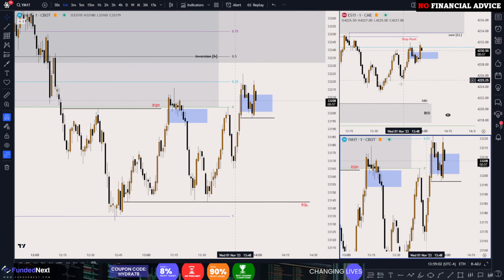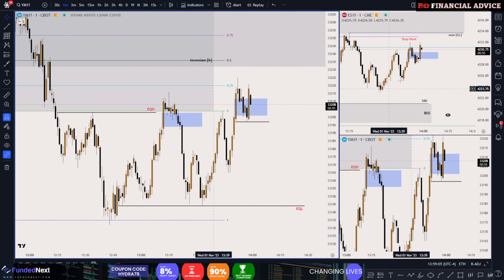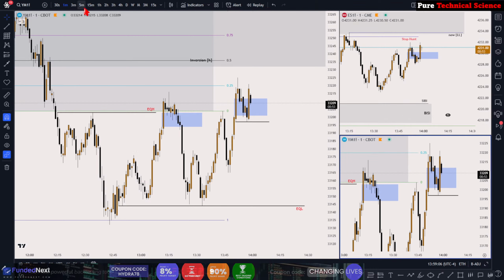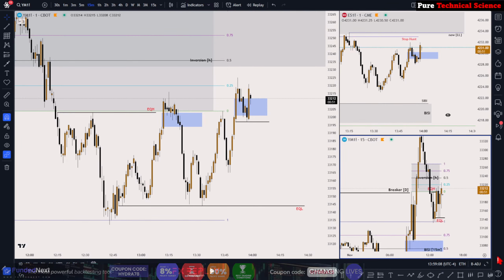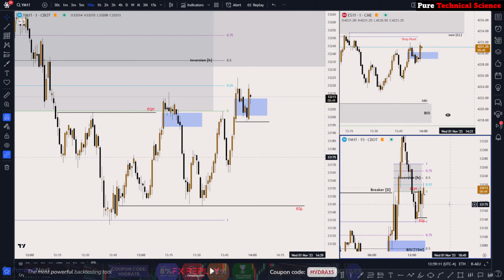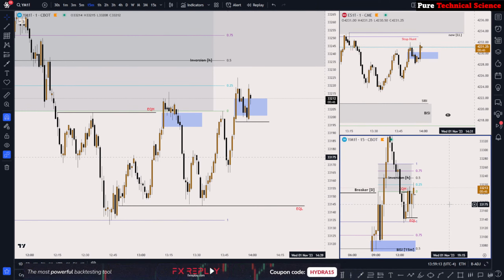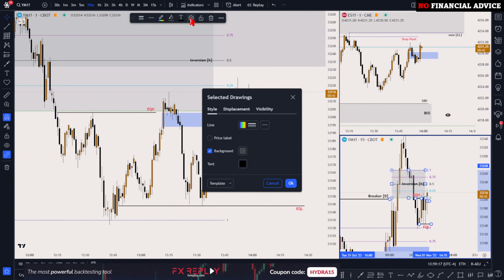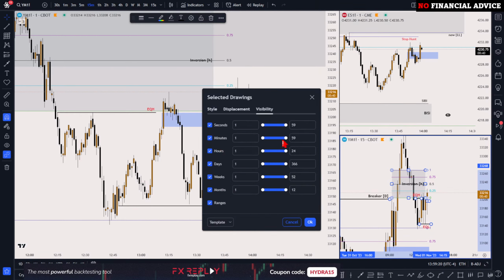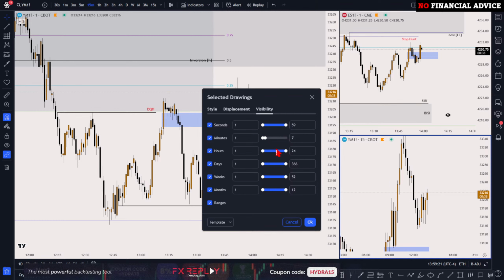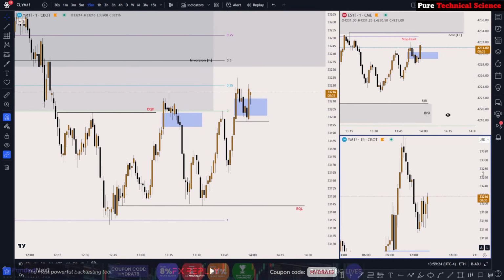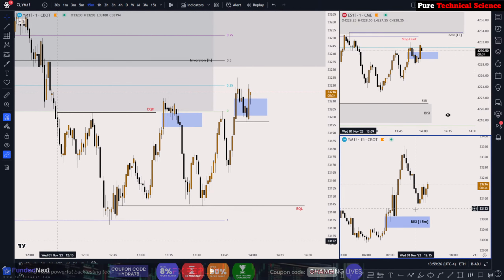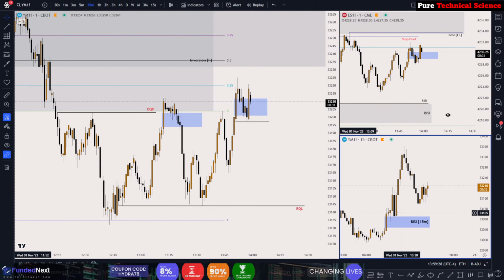This is trend line liquidity, folks. Trend line liquidity right here that ES built. I'm gonna put the 15-minute chart here. It is looking so choppy. This sell side liquidity is our target.